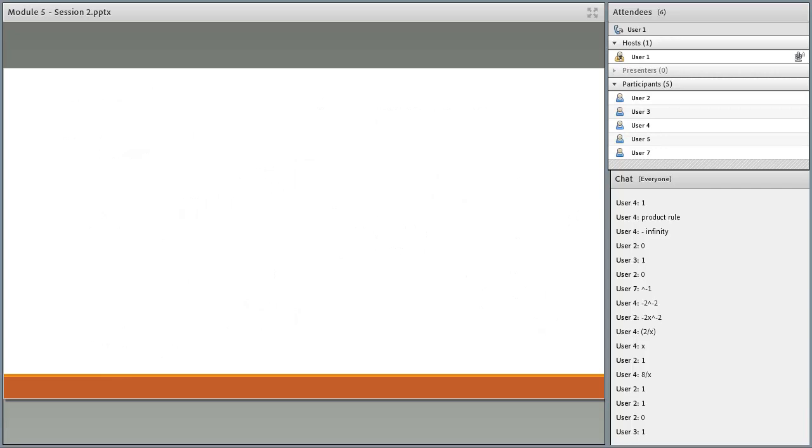Let's go to another one. Okay, so we have the limit as x approaches 4 of x minus 4 over x squared minus 4.